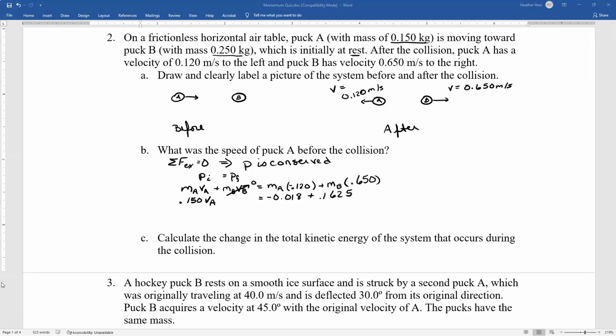0.018, I'm going to get that this is positive 0.1445. That's going to equal the 0.150 times the velocity of A. When I divide by that mass, the 0.150, I'm going to get that the velocity of A is just shy of 1 meter per second. It's going to be 0.963 repeating meters per second.